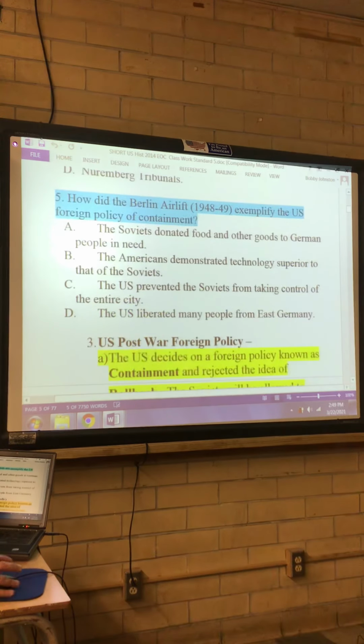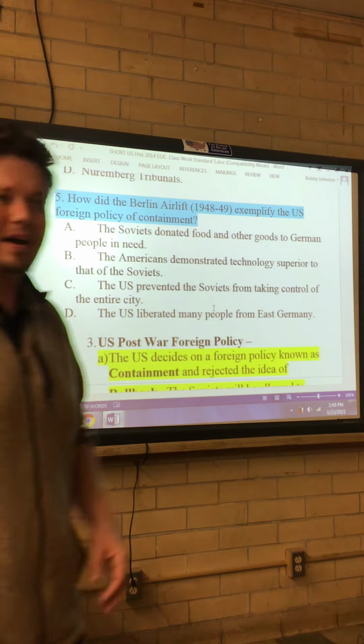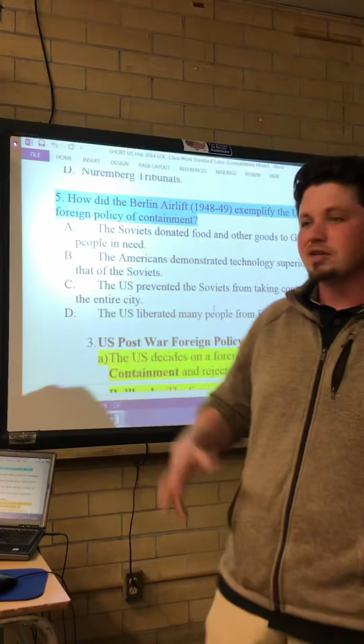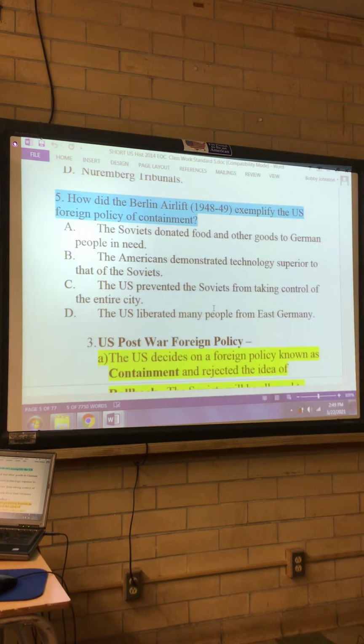All right, how did the Berlin airlift exemplify or show the U.S. foreign policy of containment? So how does this show that we contain the situation? The Soviets donated food and other goods to German people in need. The Americans demonstrated technology superior to that of the Soviets. The U.S. prevented the Soviets from taking control of the entire city. Yeah, that right there, that's containment, isn't it? Stopping the spread, okay? So C is the correct answer on that.